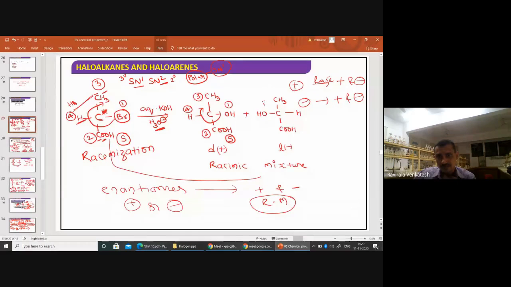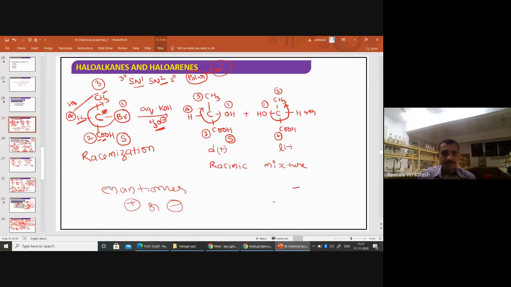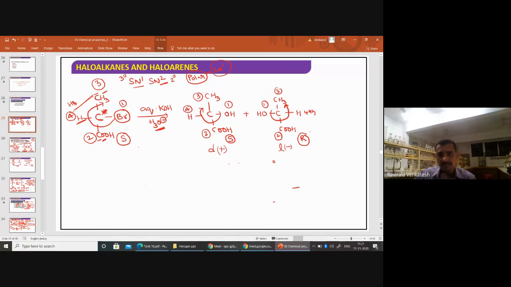Next, if you observe, first priority, second priority, third priority. Here it is anti-clockwise direction. We need to take S, but again, what do you have here? The horizontal rule is there. Because of the horizontal rule, I am taking this as R configuration. Of course, anti-clockwise is S configuration, but because of the horizontal rule I have taken R here.